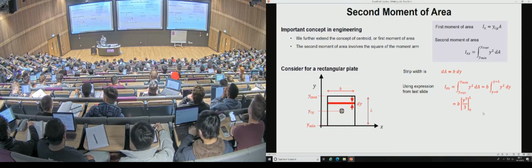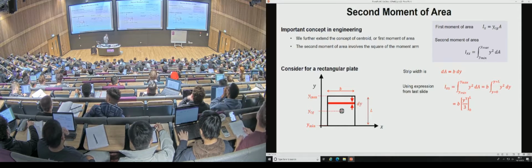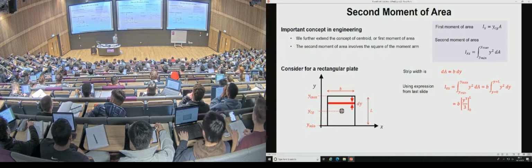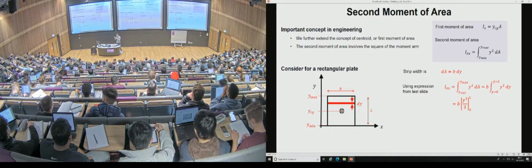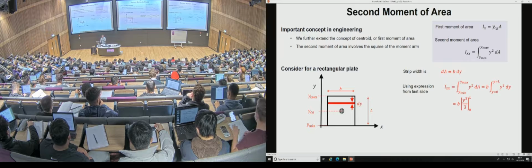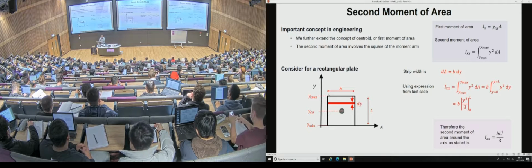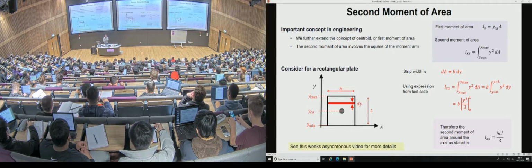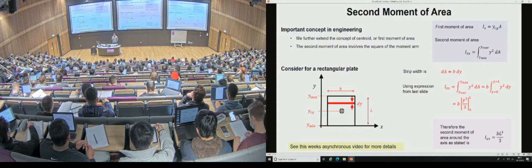So for now, this is a way to represent the square of the distance from a reference axis to an incremental area, and then we sum it between the limits of that shape against that axis, so between y min and y max. And so again, if perhaps that is entirely new to you, I go through that in a little bit more length in the video that I posted on Monday. Please have a look at that if it is new.